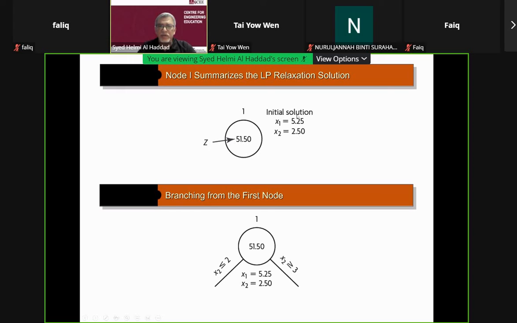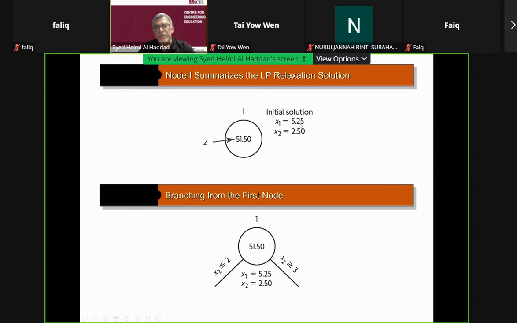But this is not an integer, so we have to do the branch and bound in a sequential manner. The first one is this node here. You have to select which one, 5.25 or 2.5. The way of doing this is to look at which has the bigger number in terms of the decimal point.